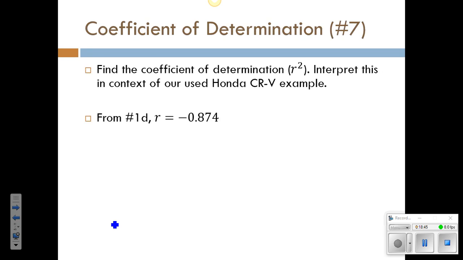All right, so from our other example, remember from 1D of your notes, you guys have your notes, right? The correlation is negative 0.874. So how do I find r squared? You square it. So anybody want to know what negative 0.874 squared is? Can someone tell me that? 0.7639, roughly 0.76, correct?